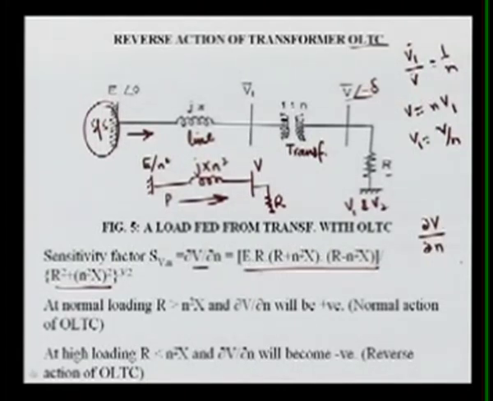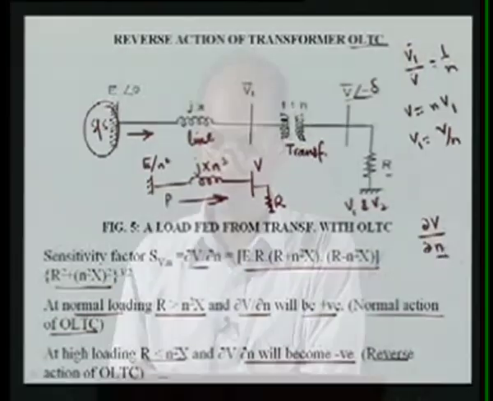From this expression we can say at the normal loading, this R is greater than N square X. So here this sensitivity factor will be positive, and this is called the normal action of your OLTC. At the higher loading, what happens, this R is less than N square X, because higher loading means R is very small compared to this X. So this may become negative, and this shows that it is a reverse action of OLTC, meaning that if you change the tap, your voltage is decreasing.